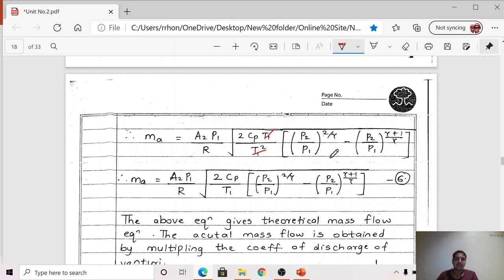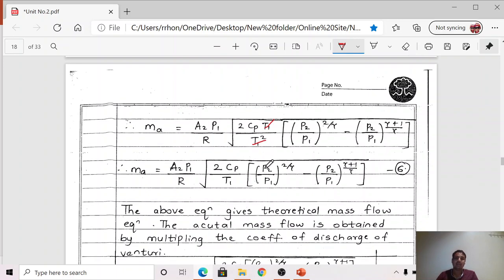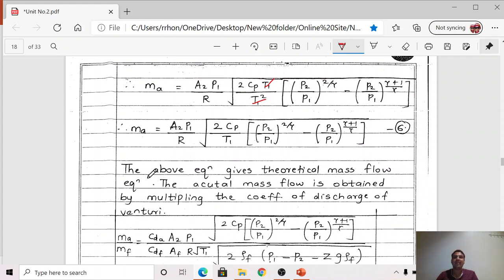And you can understand why there is a need for some arrangement, why we have taken this T1 inside. So now you understand the reasons for it. So finally, the above equation gives the theoretical mass flow equation. The actual mass flow is obtained by multiplying by the coefficient of discharge of the venturi.